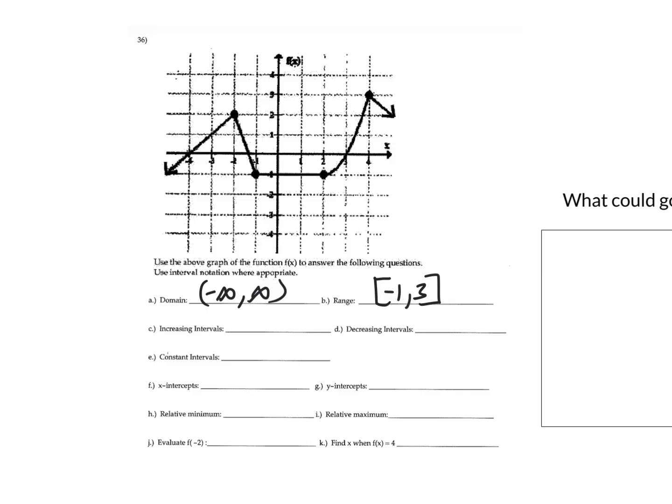Where is this thing increasing? Well, it's going to be increasing anywhere your skateboarder is going uphill. Okay, well, where is it going uphill? It's going uphill here. It's going uphill here. Now, when they ask for the intervals over which it's increasing, it wants you to only pay attention to the x values over which it's increasing.